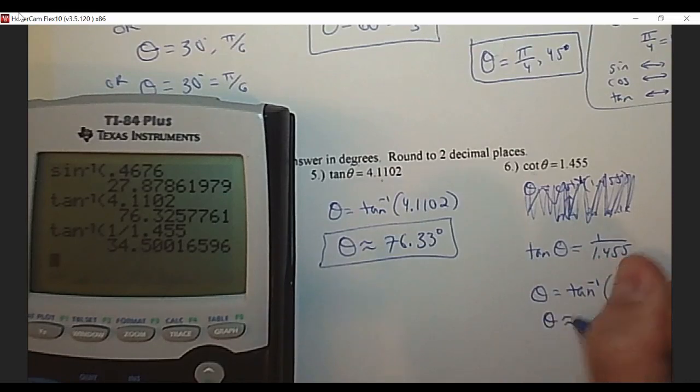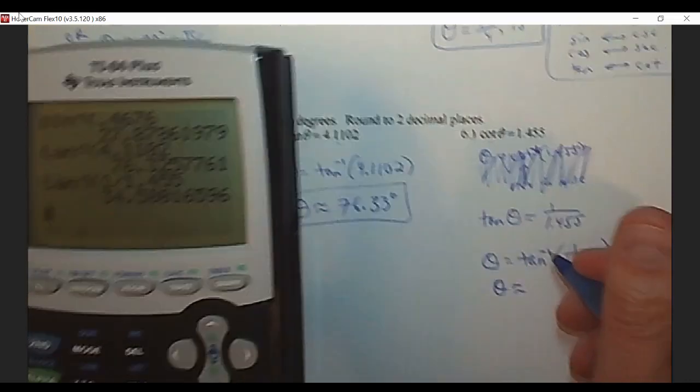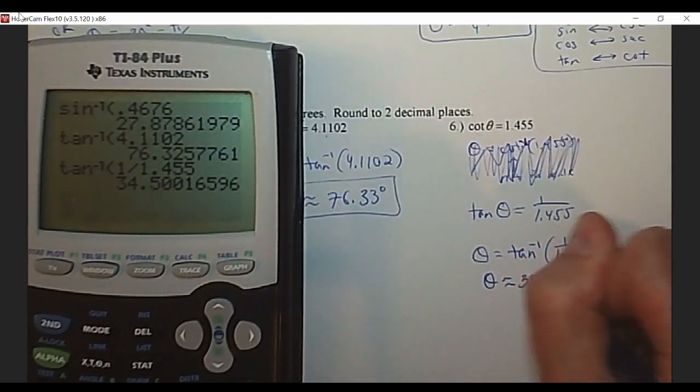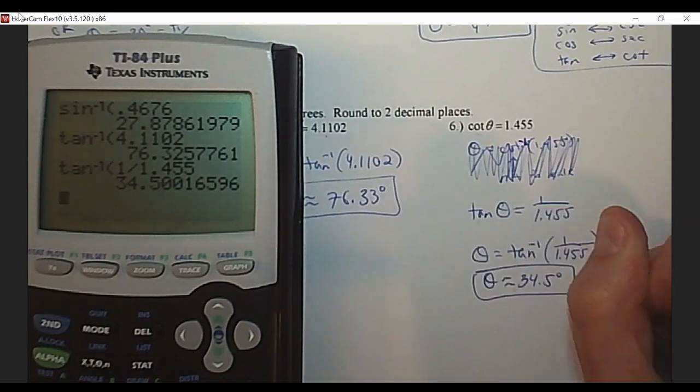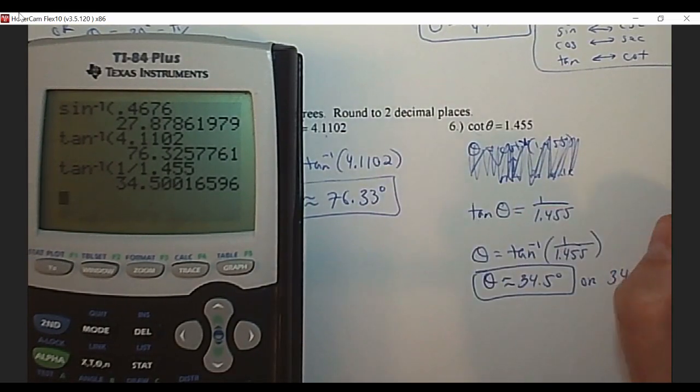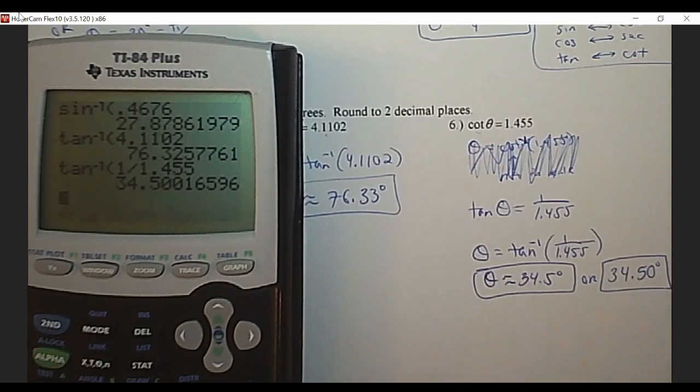And what we're going to get here is about 34.5. We're rounding to 2 decimal places, so you can have 34.5 degrees or 34.50 degrees. We're not doing sig figs or significant digits like you might in a science class. We're just doing rounding. So either one of these is fine with us.